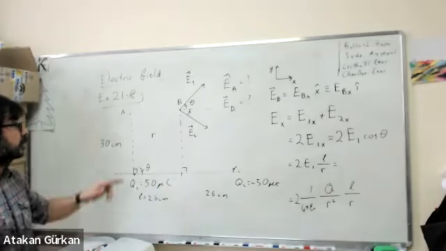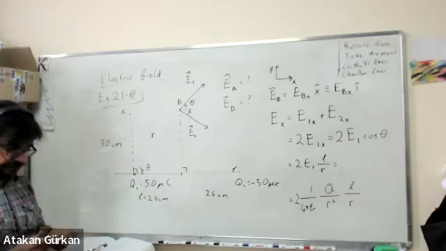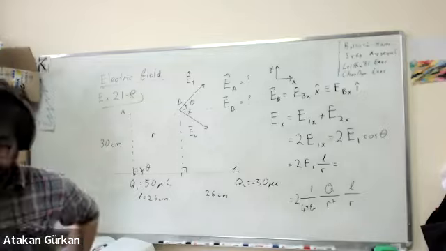Now, how about over here? Hocam, can I ask something? Please, by all means. Can we also write the answer as 1 over 4 pi epsilon naught times p over r cubed?